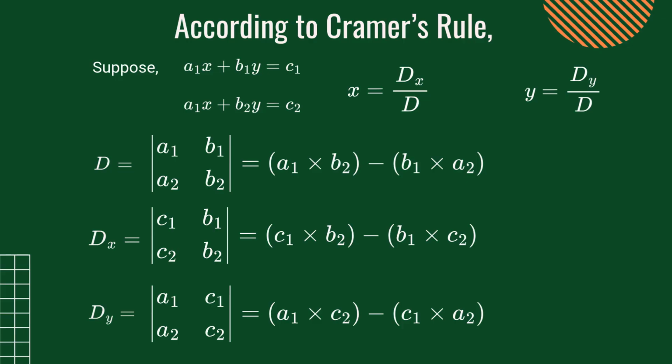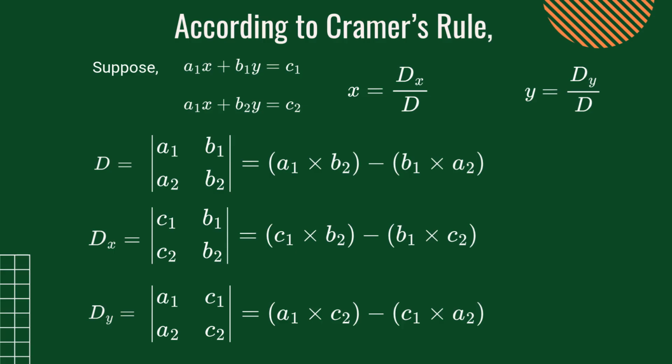And then, to look for your determinant of x, what do you do? You carry your constant column, which is c1 and c2, and replace your a column, which are the coefficients of x. So the a's are no longer a part of the matrix. Then cross-multiply and subtract like I taught you earlier.